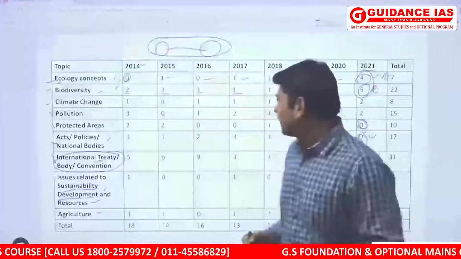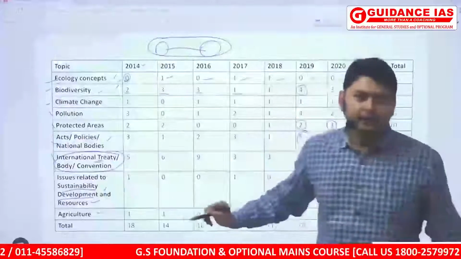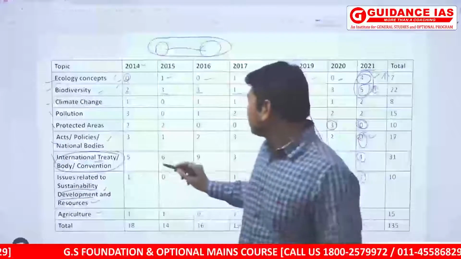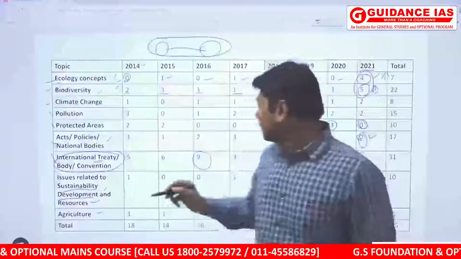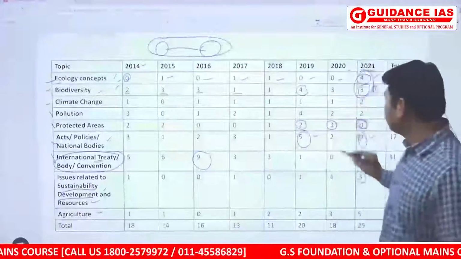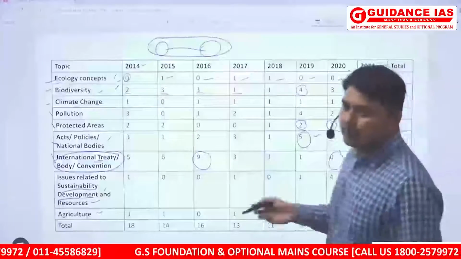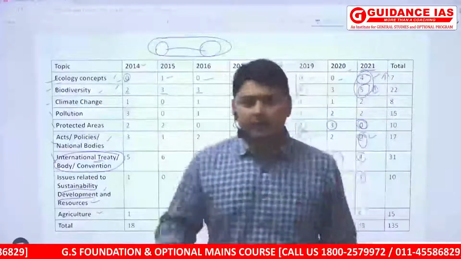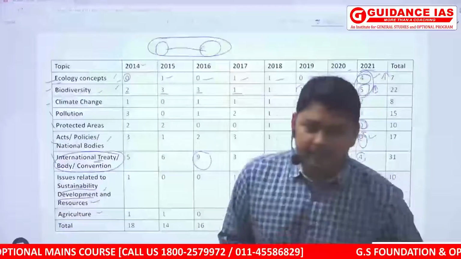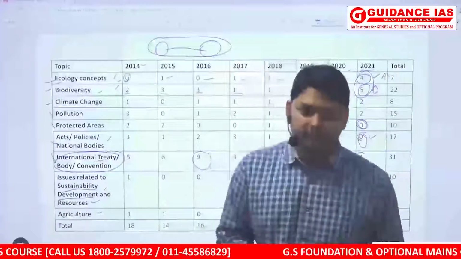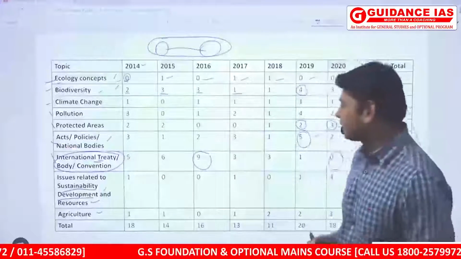Again, if I go through international treaties, bodies and conventions, in 2016 there were 9 questions from this section. But in 2020, there were 0 questions from this section. So it is a disappointment, because you study so well, so far, so deep, but if there are no questions from that section, it's a disappointment for us. So we need to see how we have to tackle this kind of thing.